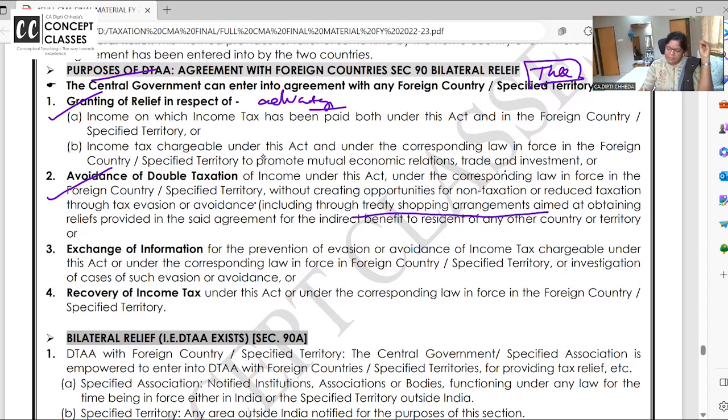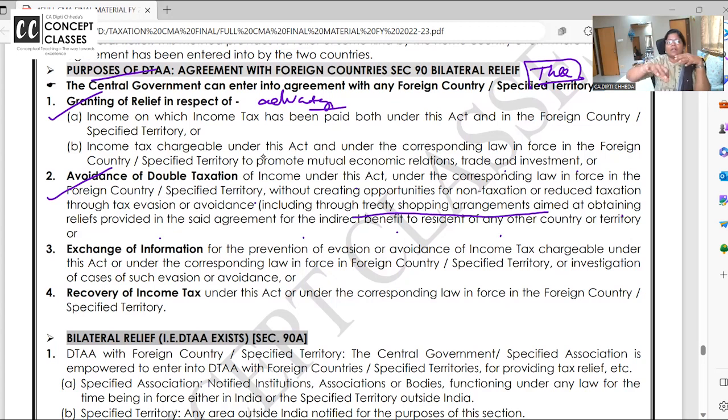I am telling you this term. Relief provided under said agreement for indirect benefit. So the second thing is you want to avoid that the same income should be doubly taxed in two countries. See, we are giving relief to foreign countries. Can we do tax treaties avoiding double taxation? For example, I am entering into a contract with USA and they are earning in India, so we have to pay tax up to a limit.